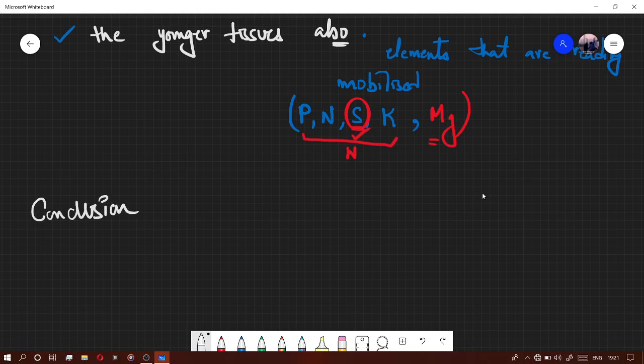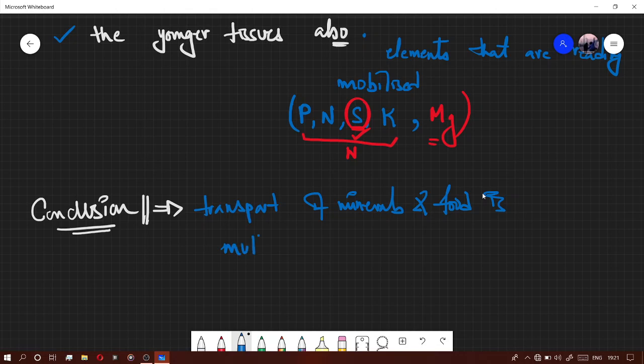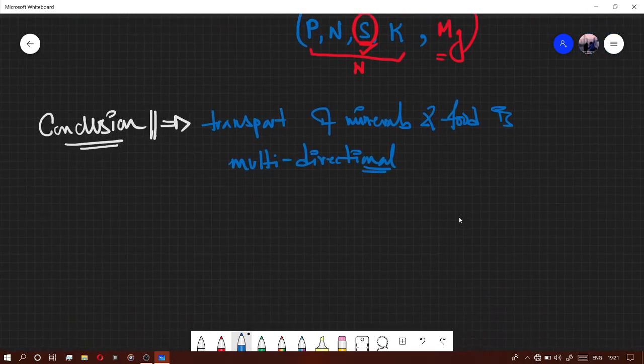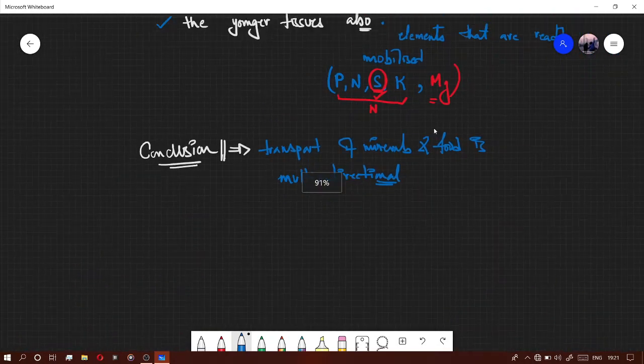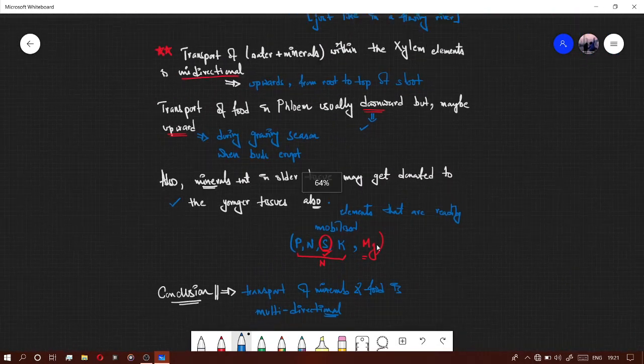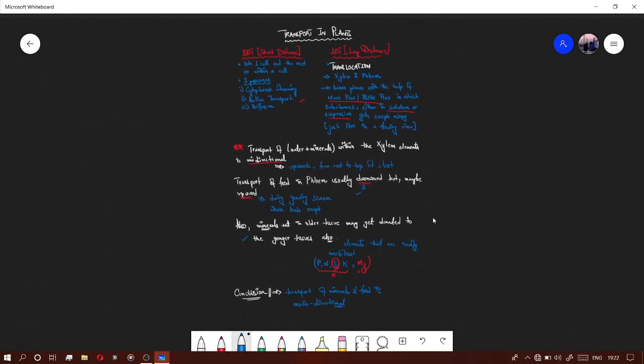that we can draw from all the discussion above is that the transport of minerals and food is multidirectional transport. This is directly from NCERT. Don't forget your NCERT. NCERTs are very much important. This is just as a gist, just the starting of the chapter.